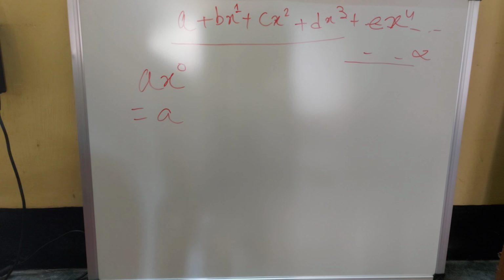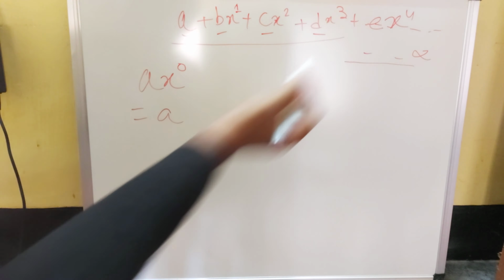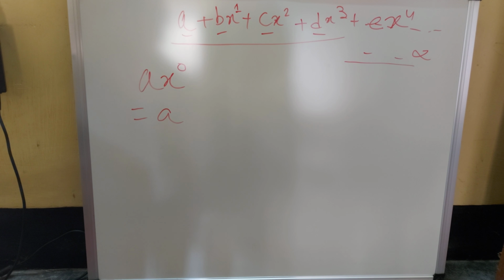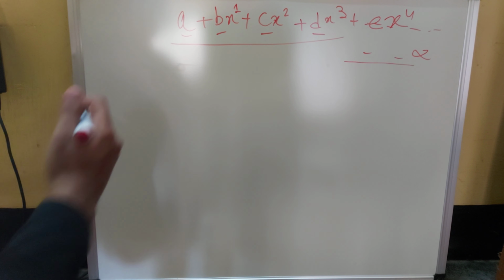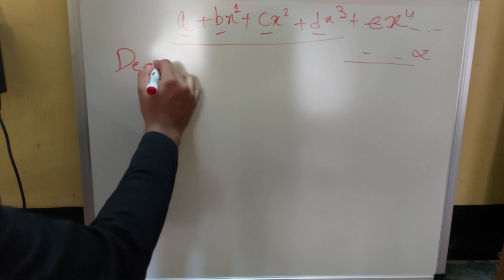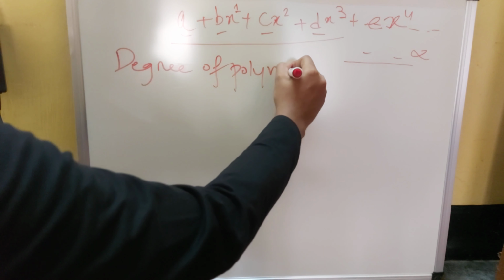Now, where a, b, c, d, these all are known as constants, and x is a variable. a, b, c, d are known as constants, and x is the variable. Am I clear? Next we will study the degree of a polynomial.